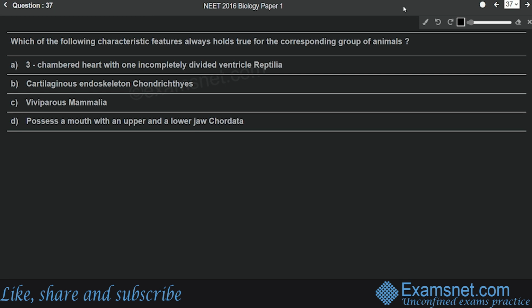Next question is from the chapter Animal Kingdom, and the question is, which of the following characteristic features always holds true for the corresponding group of animals? Okay, that means there will be no exception. The first one is three-chambered heart with one incompletely divided ventricle, and this is the characteristic feature of reptilia. So in general, yes, this is true, but there is an exception, and that is crocodile. As we know that crocodile is a reptile which contain a four-chambered heart, not three-chambered heart, right?